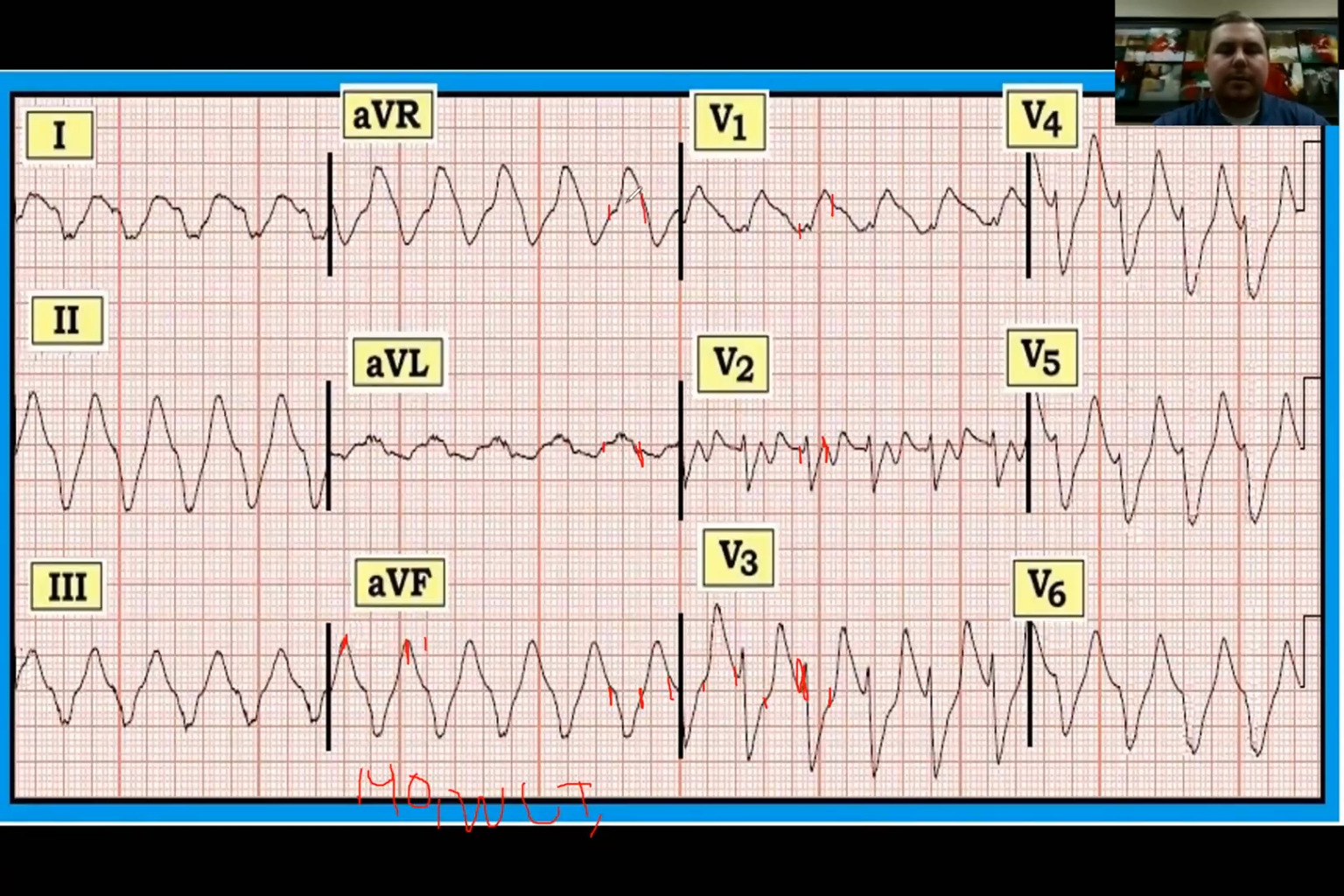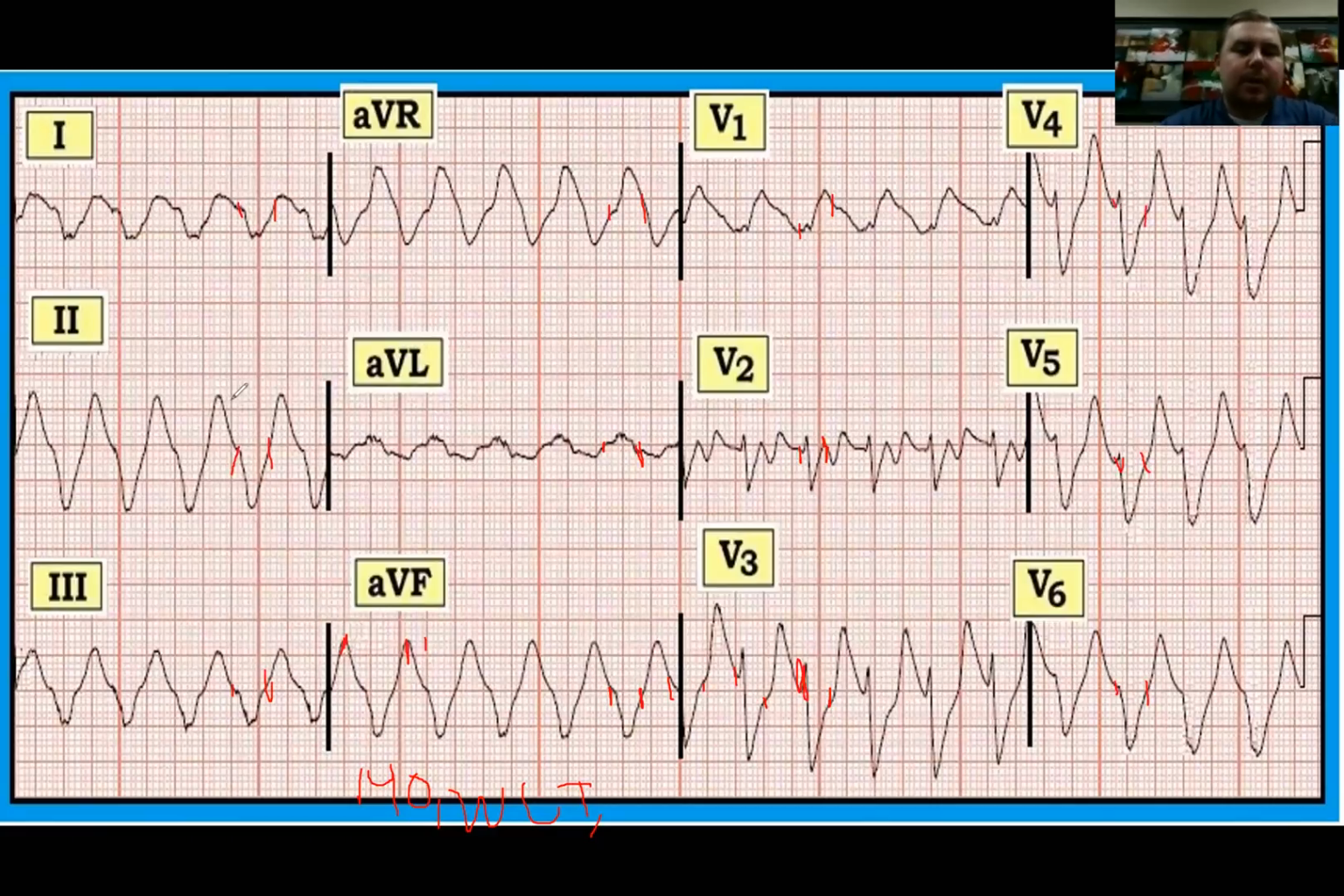AVR is all positive, and then I can keep jumping backwards. And then lead 1, it's all negative. Lead 2, it's all negative. Lead 3 is all negative. So all my leads are negative except for AVL, which is isoelectric, and AVR, which is positive, whenever it comes to axis determination. My QRS is really wide. It's like 180 milliseconds. It might be 200. I have trouble determining exactly how wide it is because they're all slurred together, but it's really wide.